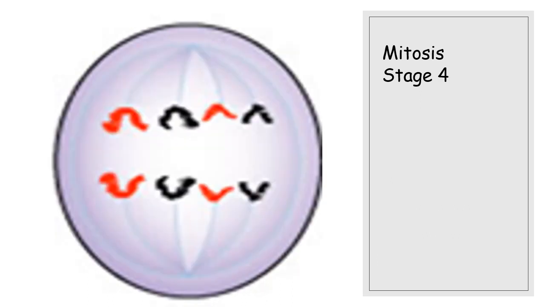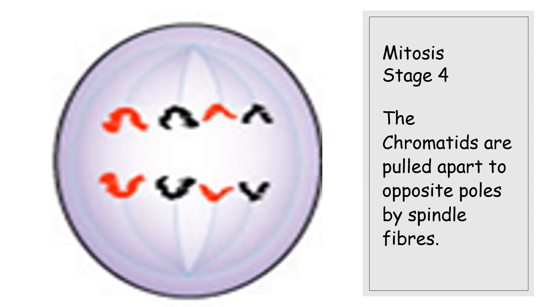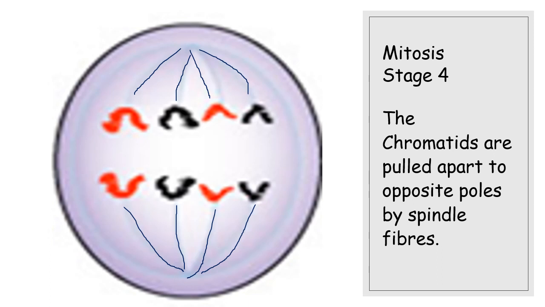So as you can see, in stage 4, our chromatids are being pulled apart. Each side is getting the same amount of DNA pulled to it by these spindle fibers. Effectively, they are shortening and pulling the chromosomes apart, pulling a chromatid to each pole.